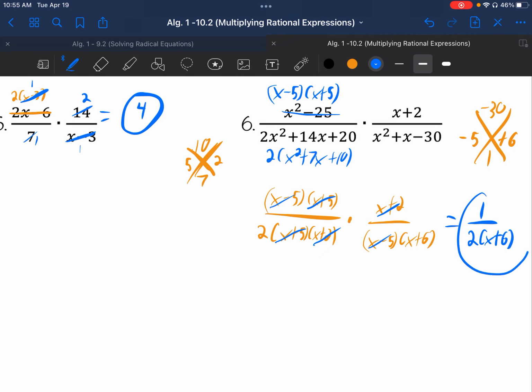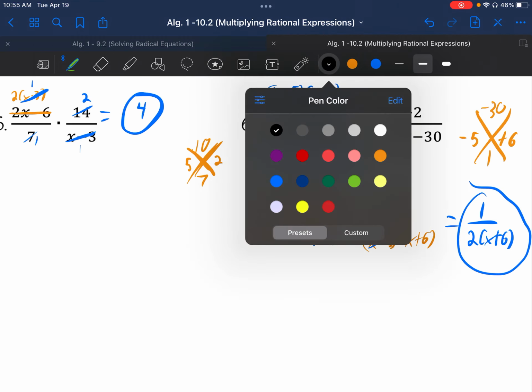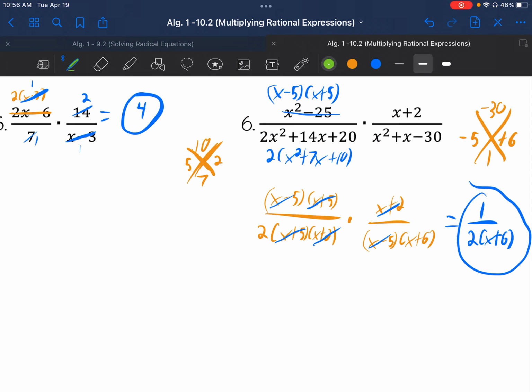And it's actually okay for us to leave our answer like this, since it shows that we've already exhausted all options to try and factor and simplify. If you wanted to distribute on the bottom and leave it as 2x plus 12, you also could. Either way is acceptable. I'm commonly going to leave it like this, though, in the blue.